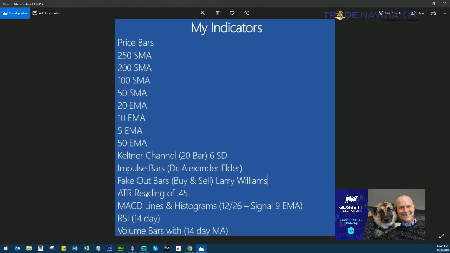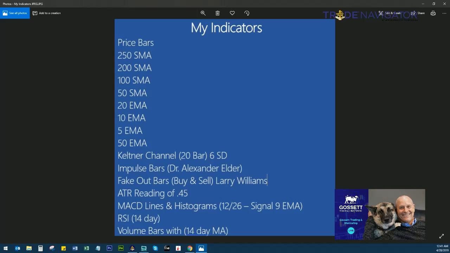The ATR reading of 0.45. This is probably one of those that you need to call your charting software program and say, hey, how can I get a value of 0.45 of ATR? MACD lines, the 12, 26, 9, the RSIs, the 14, and the volume with the 14-day moving average.